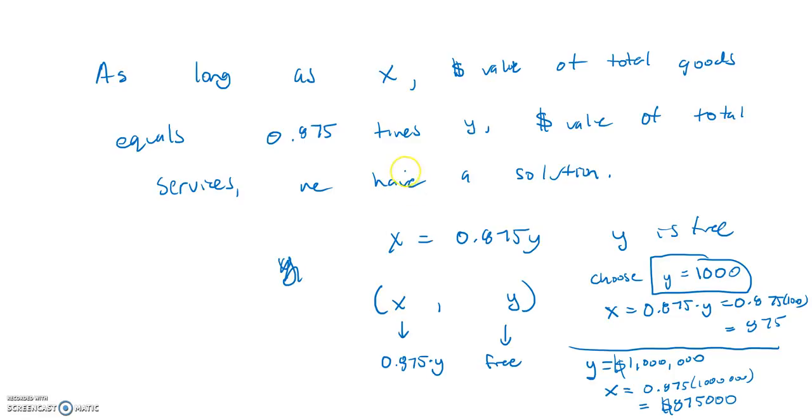Another way of thinking about this is 87.5%, because if we multiply by 0.875, we're really taking 87.5% of the y value to get the x value. So basically, another way of looking at it is that the goods sector has to produce 12.5% fewer output dollars than the services sector. So there's got to be a higher dollar amount in the services sector, and 87.5% of that dollar amount is how much the goods sector produces.